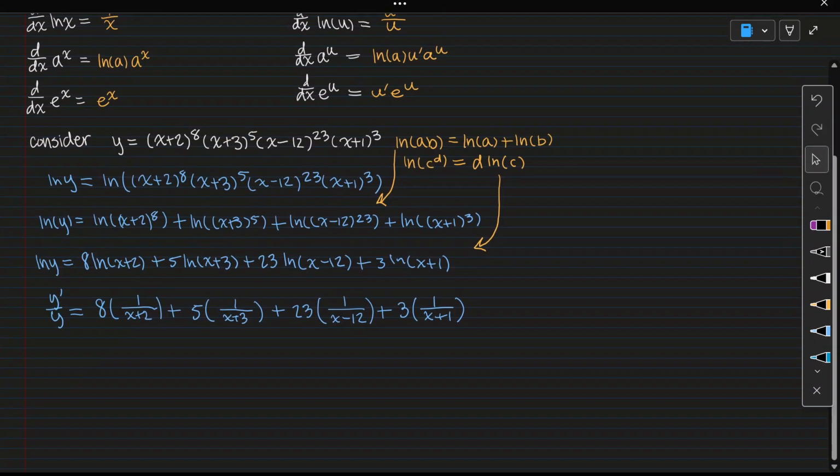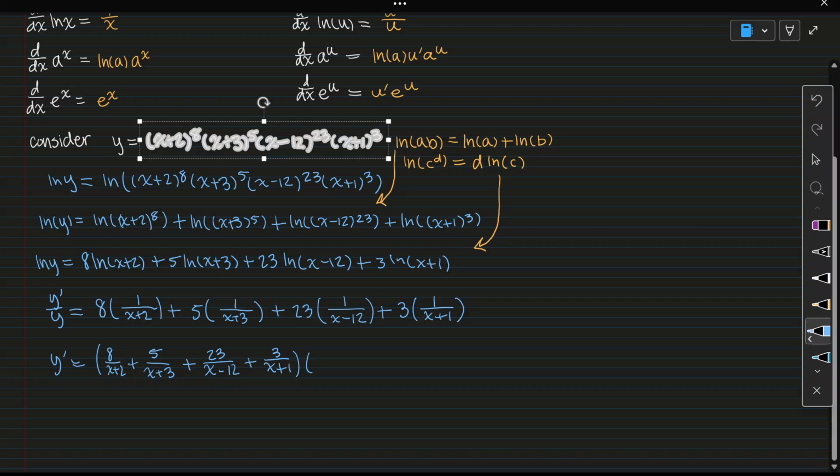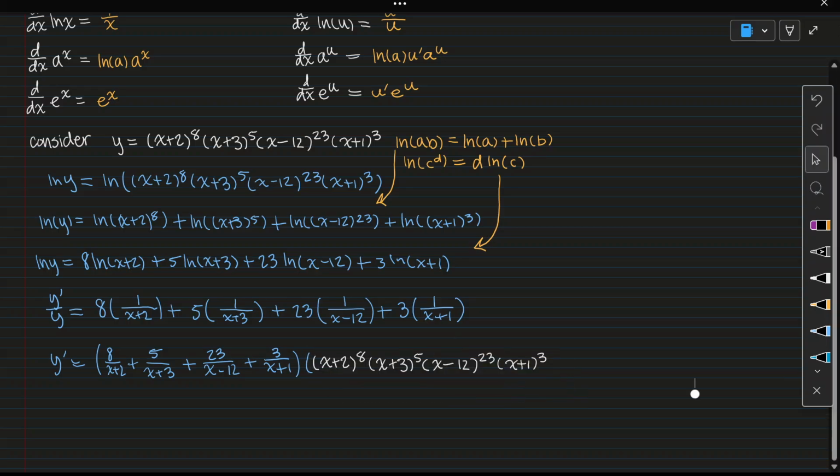Okay, so now I just multiply both sides by y, and I get that y prime is equal to 8 over x plus 2, plus 5 over x plus 3, plus 23 over x minus 12, plus 3 over x plus 1, all times y. Y originally was this guy here, so I'm lazy, I'm just going to copy paste this, but you would literally just put y here, and that would be our final answer.